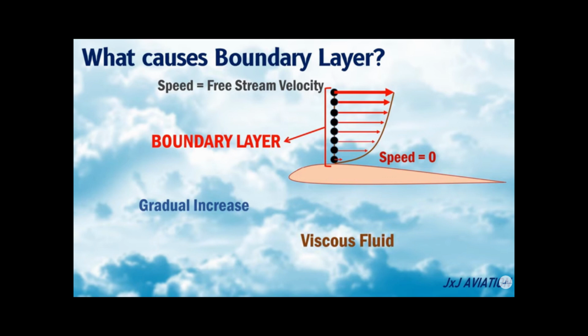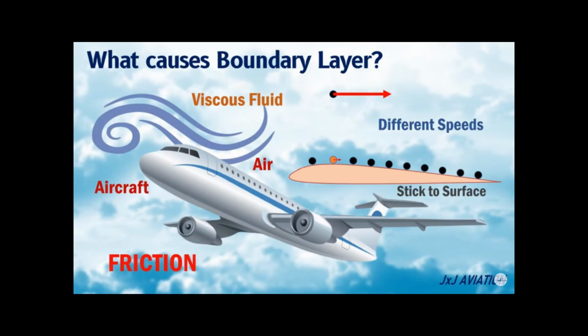When this particle is compared to a particle further away from the surface, the speed of the particles will be different. The speed of the air particle that is further away from the surface is the free stream velocity, and the speed of the particle that is sticking to the surface is zero. As we move higher from the surface, the speed of the air particles will increase gradually until it reaches the free stream air velocity. The region in which the speed of the air particles varies from zero to the free stream velocity is called the boundary layer. This boundary layer will form only in a viscous fluid.